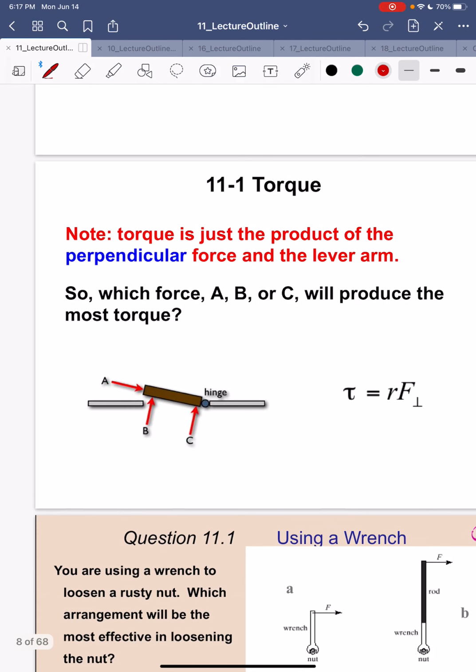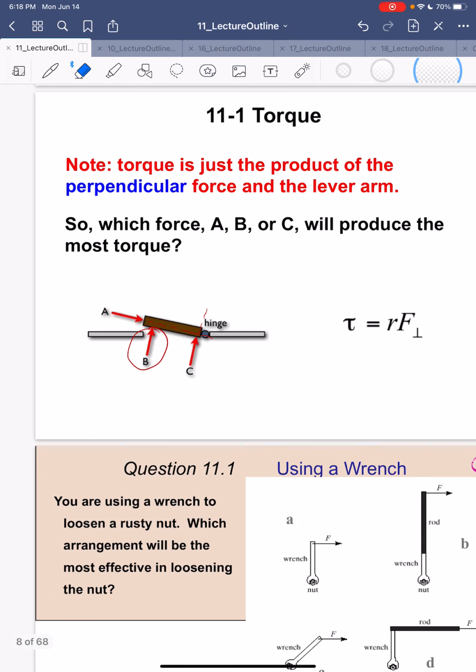Okay, then here, which force will produce the most torque? Now we might answer that question. And of course, A is not going to have any torque because its line of action is going through the axis of rotation, or through the hinge. This one also is very close. This one is the one that is going to get more torque.